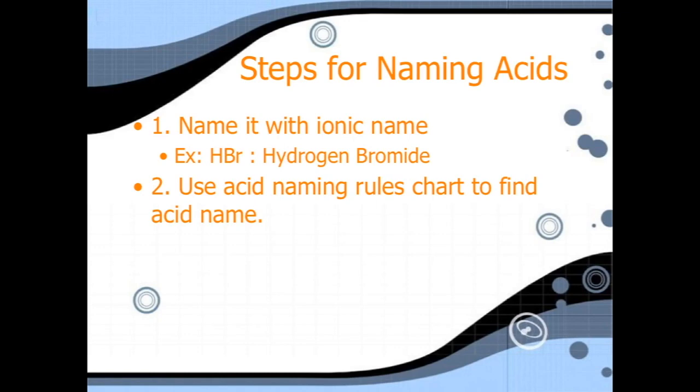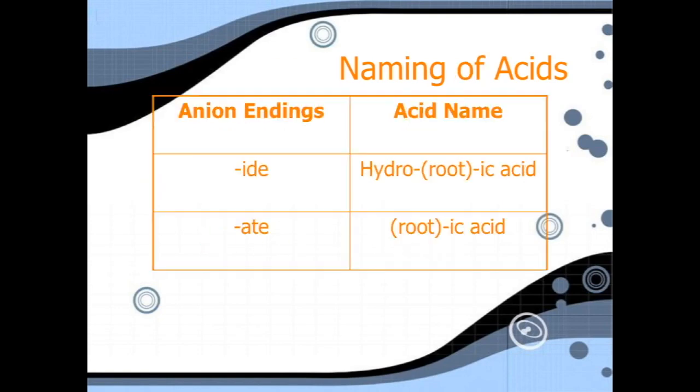There's basically two steps for naming acids. The first step is write out the ionic name of the acid. For example, HBr is hydrogen bromide. Now that you've written out the ionic name, use the acid naming chart to find the acid name. This chart has two anion endings. If the anion is IDE ending, then you use this name. You write out hydro, the root or the stem of the anion, and then add an IC on the end.